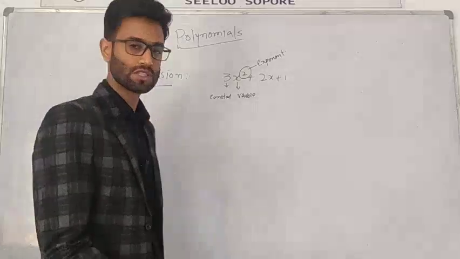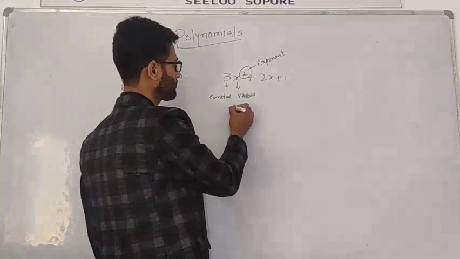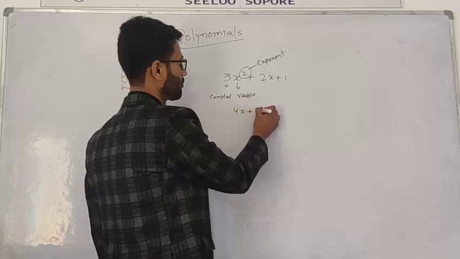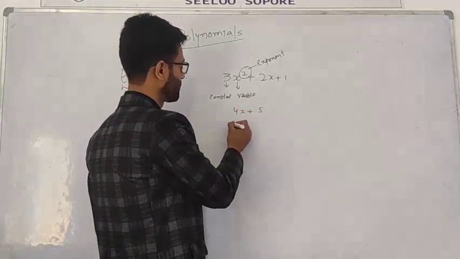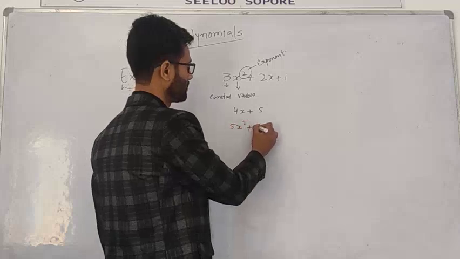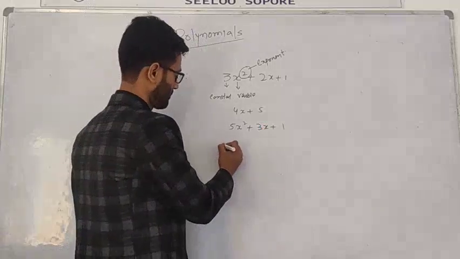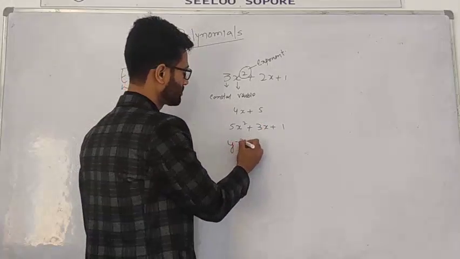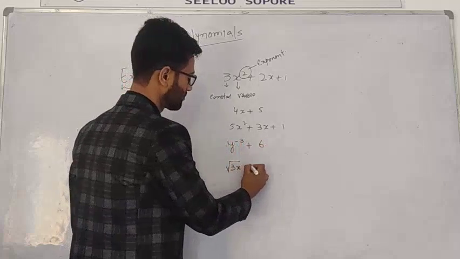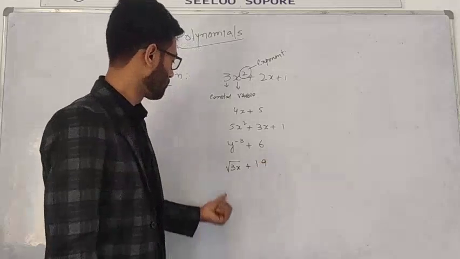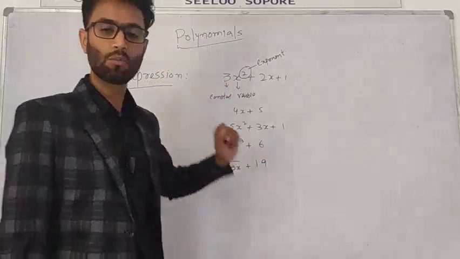We can see more examples like that. Since this is an expression, we can write another expression as 4x plus 5. This is one more expression. We will write one more expression as 5x squared plus 3x plus 1. Again, we can write another: y to the power minus 3 plus 6 under root 3x plus 19. We see that these are expressions, but we are going to study polynomials.